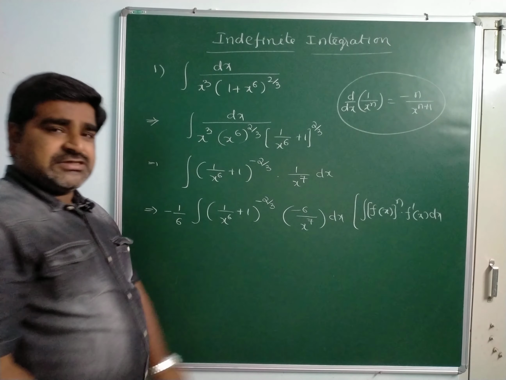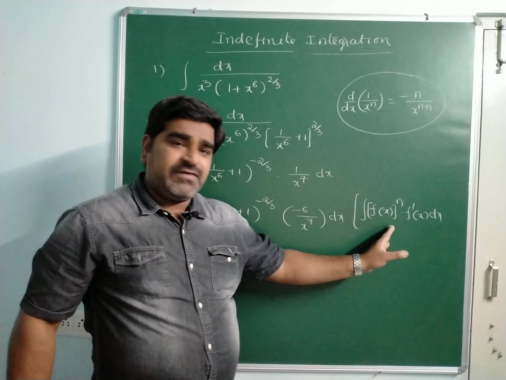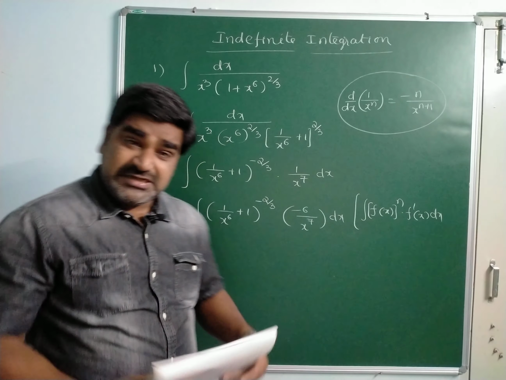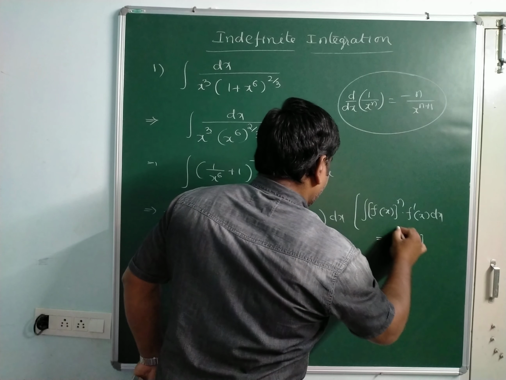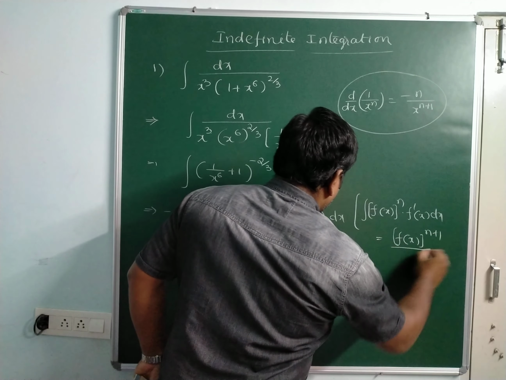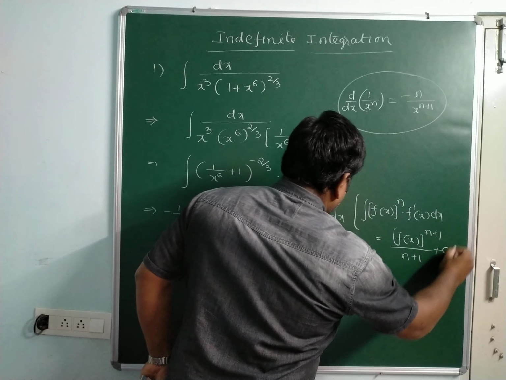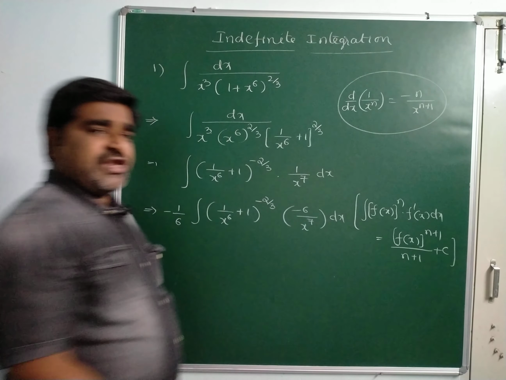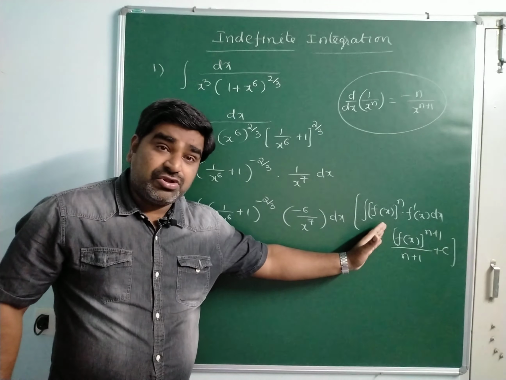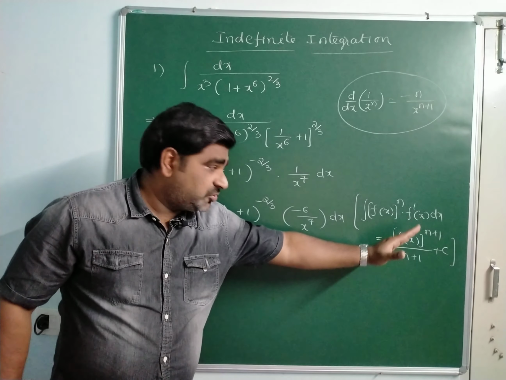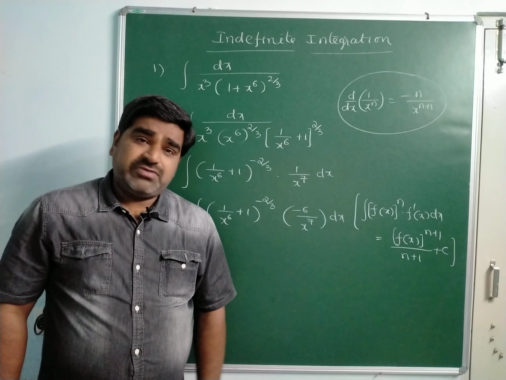If any integral is of the form f of x whole power n into f dash of x dx, the integration for this is f of x whole to the power of n plus 1 by n plus 1 plus c. Here c is the integration constant, as you all know. So this is a very important formula. Integral f of x whole to the power of n into f dash of x dx is equal to f of x whole to the power of n plus 1 by n plus 1.